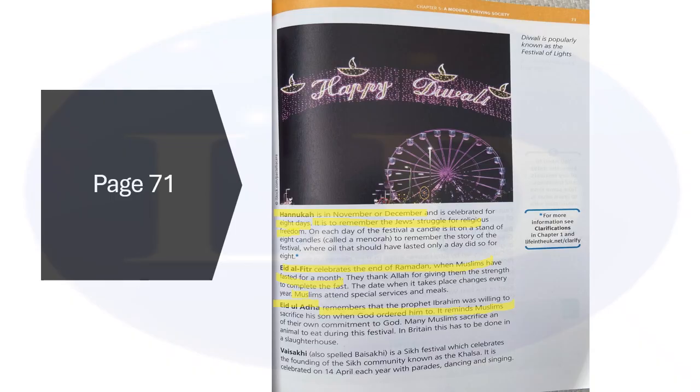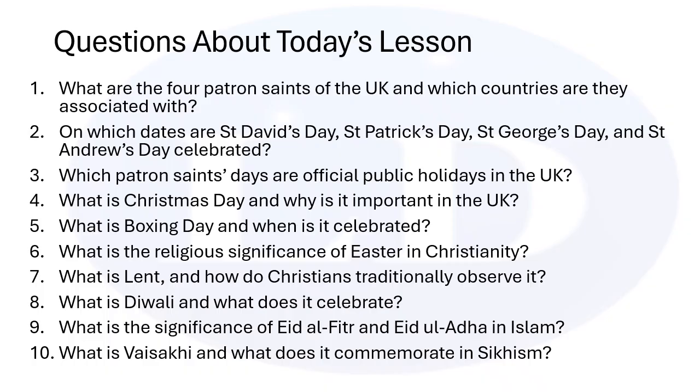Then Vaisakhi, also known as Baisakhi, is a Sikh festival which celebrates the founding of the Sikh community, also known as Khalsa. It is celebrated on the 14th of April each year, and parades, dancing and singing take place. So these were the festivals celebrated in this country. We talked about Muslim festivals, Hindu festivals, Jews, Christians. So please remember the dates and also what is happening in each of these.